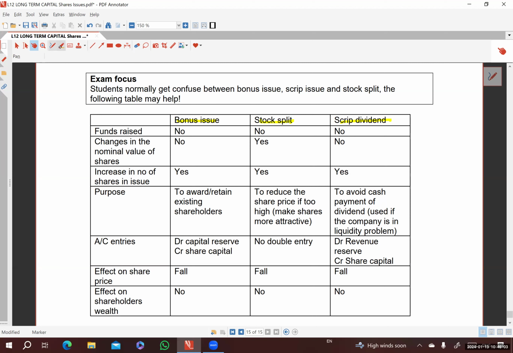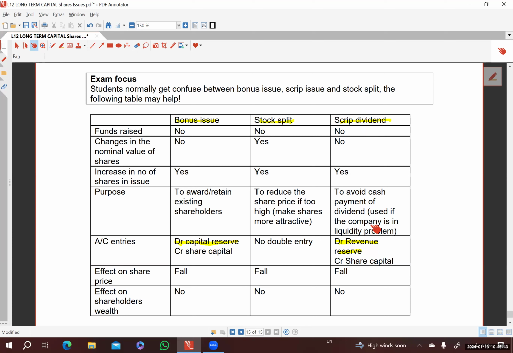That's why if you look at the accounting entry, it's different. Bonus issue, you debit capital reserve. Scrip dividend, you debit revenue reserve. Because the Company Act prohibits payment of dividend from capital reserve. You cannot pay dividend from capital reserve. So if you give shares to replace dividend, it must be deducted from revenue reserve. Otherwise, the company can bypass the law.